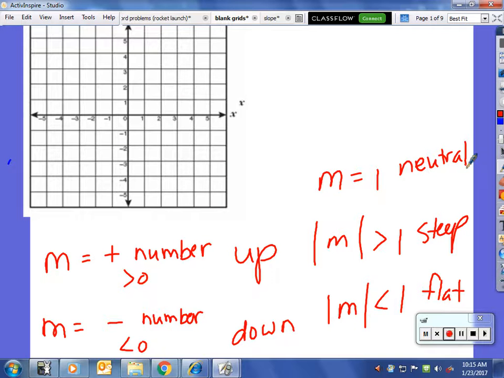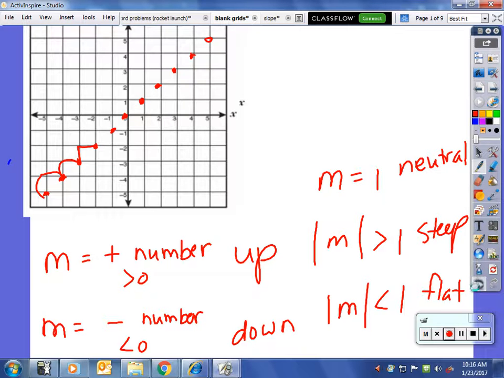Okay, so let's look at 1. Here's some points on a line. This is actually the parent function for all lines. What's the slope of this line? 1. How would I get from this point to this point? I would rise 1, run 1. Up 1, over 1.